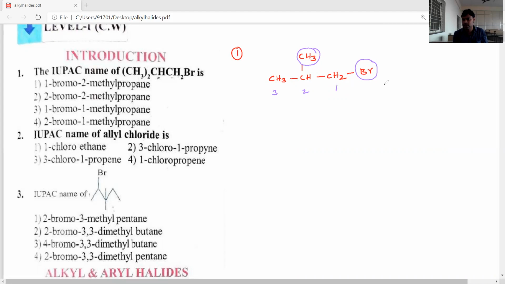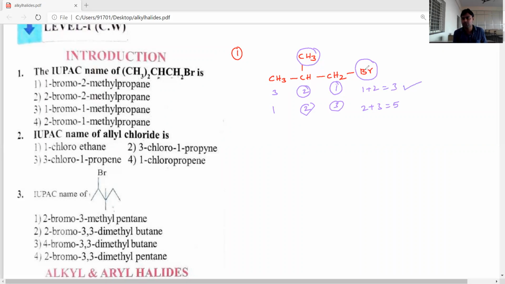While you are giving the numbering from right to left, then that bromine position is 1 and methyl position is 2. If you want to give the numbering from left to right side, then 1, 2, 3, there the sum of the positions is 2 and 3 came. There the sum of the positions 1 plus 2 is equal to 3 and 2 plus 3 is equal to 5. So we have to follow the least sum rule. That's why this numbering is correct. Right side to left side numbering is correct.